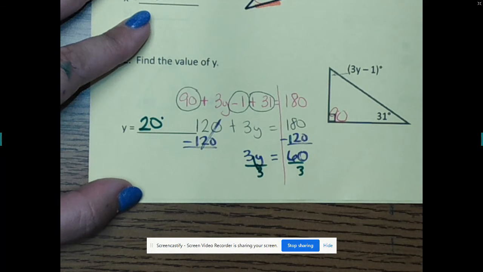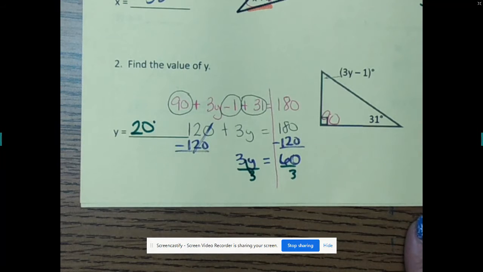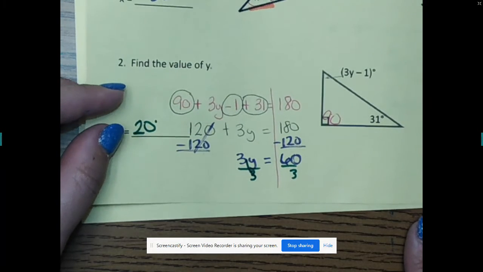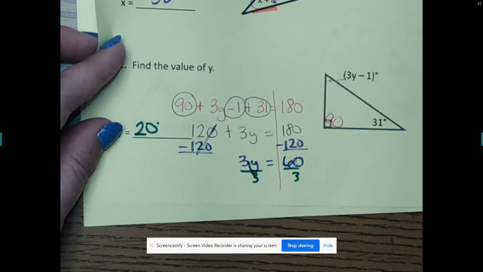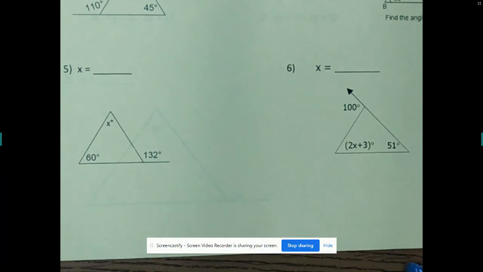So y is 20 degrees. Okay? Pretty easy, right? You did this in 7th grade, just not with multiple variables. But it's not hard because we've gotten so good at algebra. Alright, the next page. This is going to be new. Okay, it's not hard, but it's new.